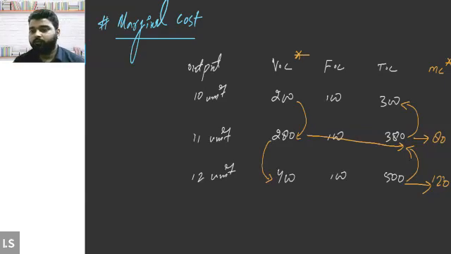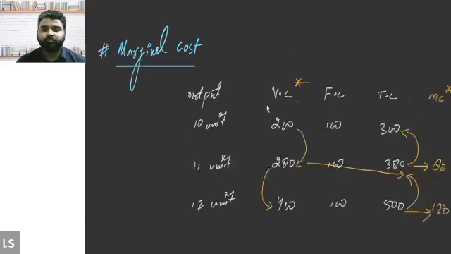Yes, sir. Okay. So basically, marginal cost is the additional cost that is incurred for production of an extra unit of output. And marginal cost can be calculated either from the total cost, or it can also be calculated from the variable cost. So we have two options to calculate marginal cost.